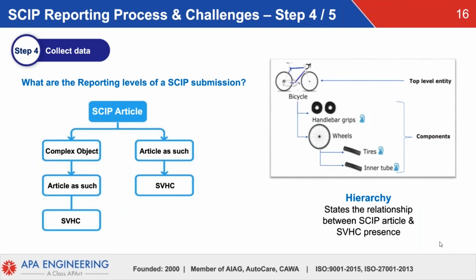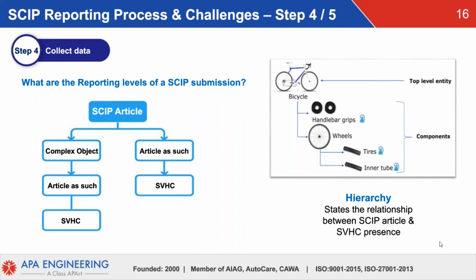Now we have identified the SVHC presence, identified the EU relevance, and selected the appropriate method. The fourth step is very important, laborious, and the crux of the project, called collecting the data from suppliers. SCIP defines articles into two types: one, article, and two, complex object.